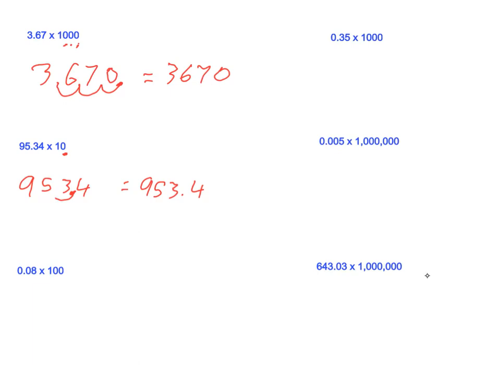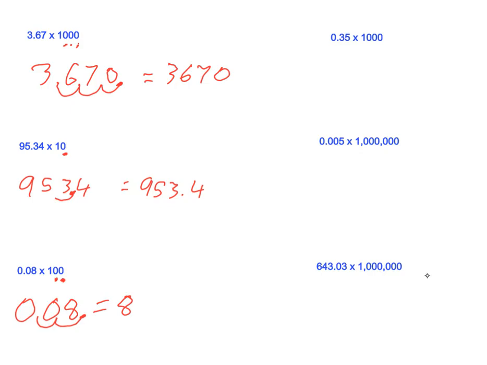0.08 times 100. Count the zeros. 1, 2, and therefore the decimal was in between the first 2 zeros, but now I'm going to move it 2. 1, 2. So it's at the back there. That number is called 8.